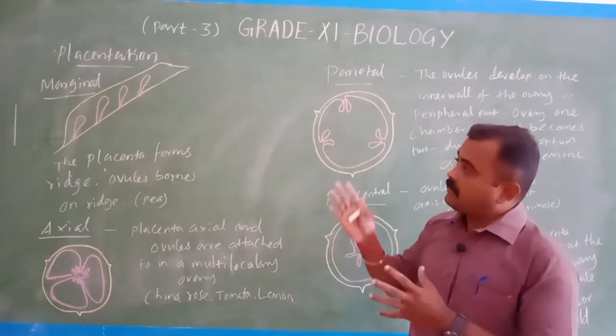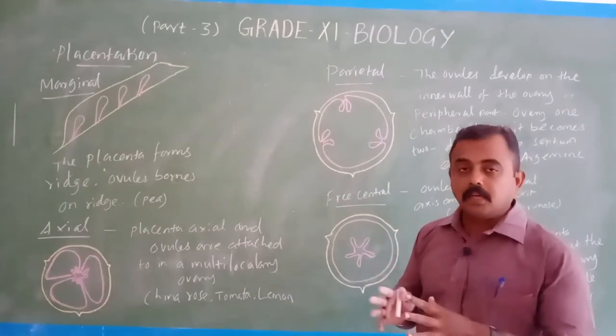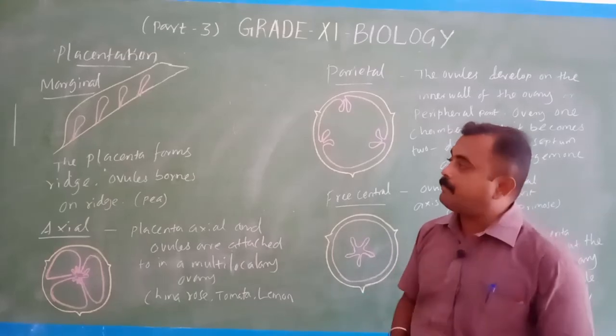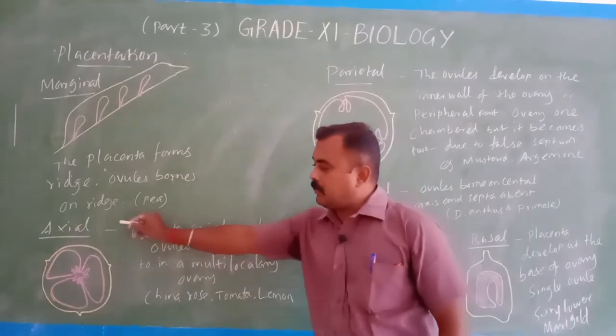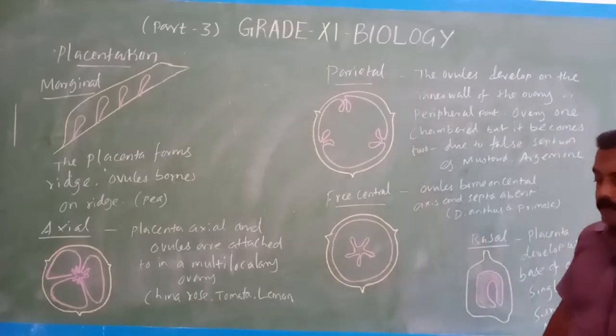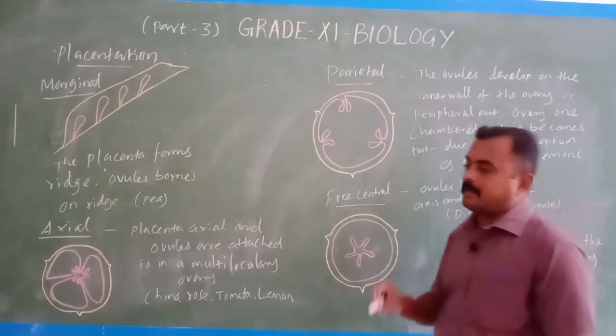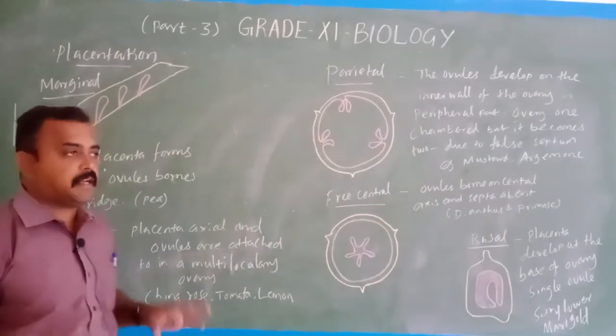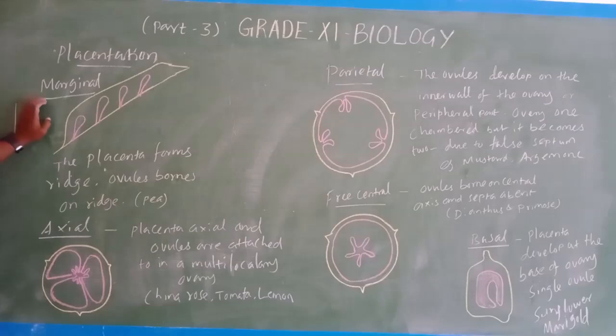Based on how the ovules are attached to the placenta, there are 5 types: marginal, axial, parietal, free central, and basal. First one, marginal. Take pea seeds, which are enclosed within the pod. Inside the pod, how is it present?